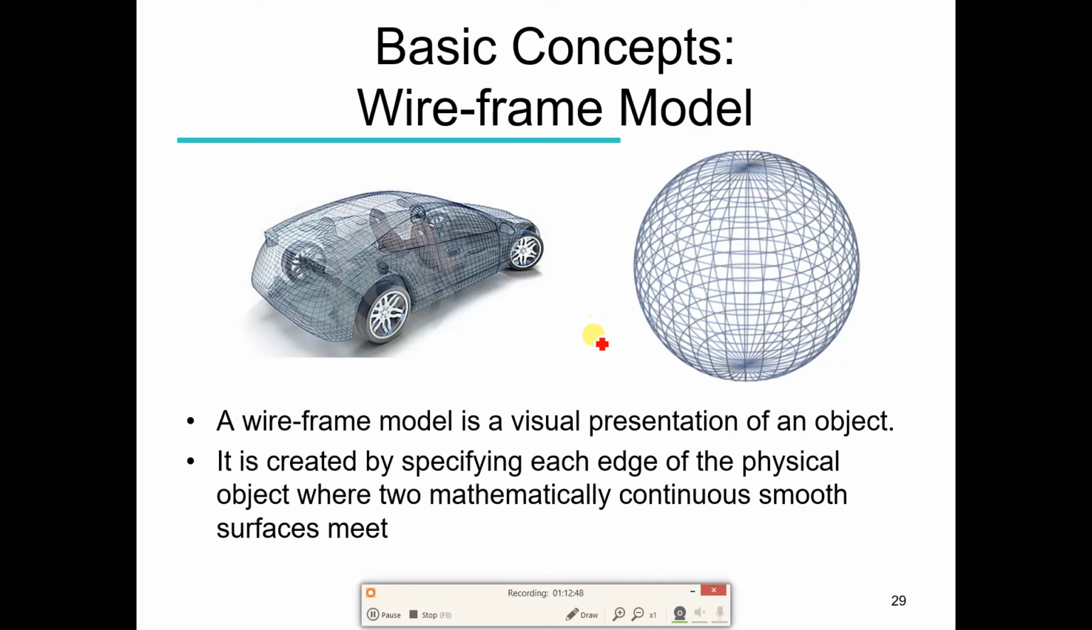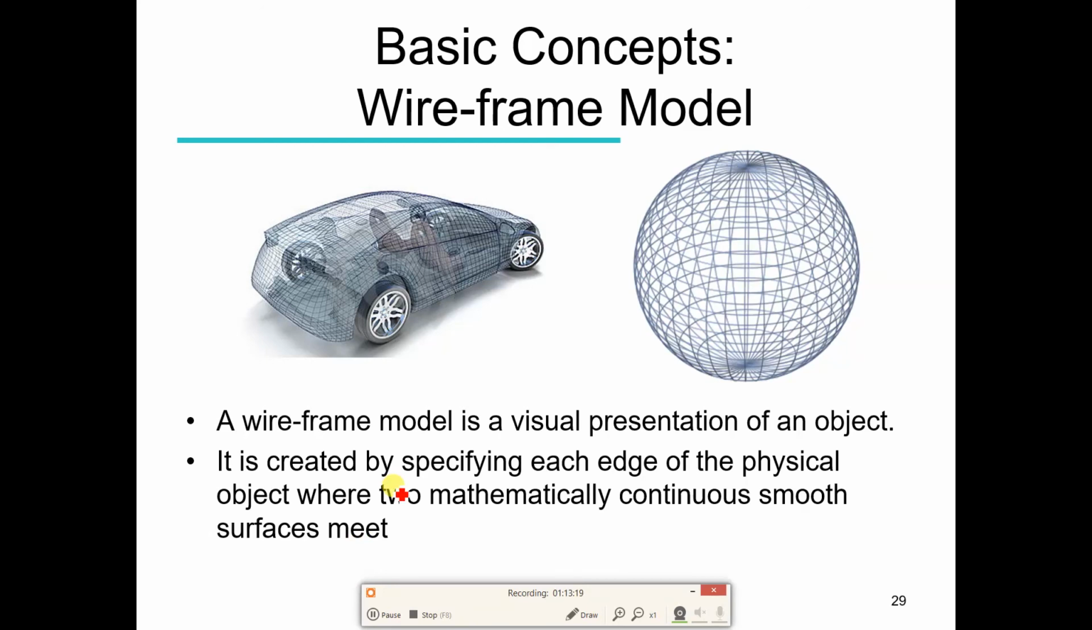The next concept is about the wireframe model. A wireframe model is a visual representation of an object. So we are presenting the object by defining its model in terms of its structure by using lines and edges, or by using curves and vertices. It is created by specifying each edge of the physical object where two mathematically continuous smooth surfaces meet.